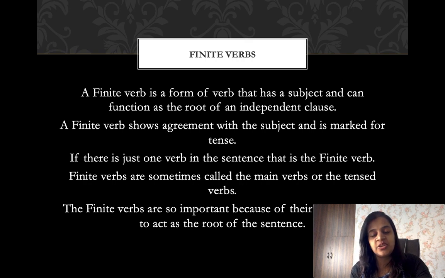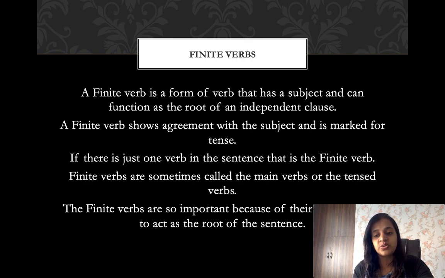If the subject is singular, the verb is singular. If the subject is plural, the verb is also plural, and it even changes according to the tense. If there is just one verb in the sentence, that is basically the finite verb. Finite verbs are sometimes called the main verbs or the tensed verbs. Some finite verbs को हम main verb या tensed verb भी कह सकते हैं because it goes according to the time. The finite verbs are so important because of their function to act as the root of the sentence.